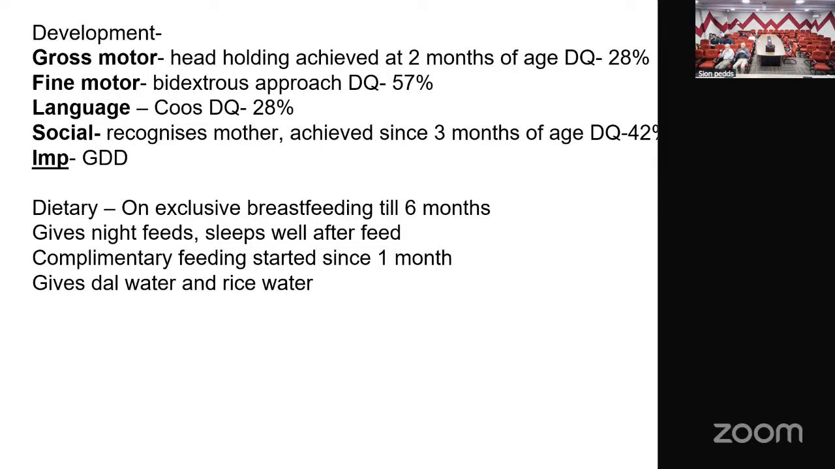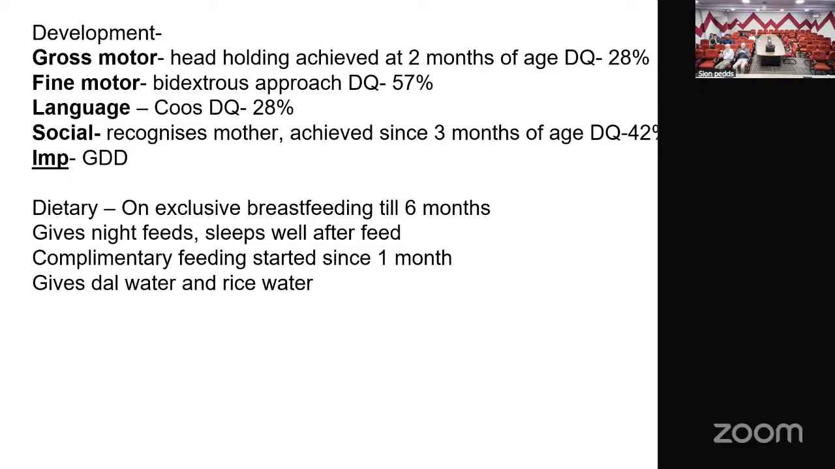Similarly, a bidextrous approach is what the baby is doing now, according to you. So that is why you put it as 57%. So what is not there? Transfer of objects is not there. Unidextrous approach is not there. And do they remember when the baby opened the fist or something like that? No. Okay.